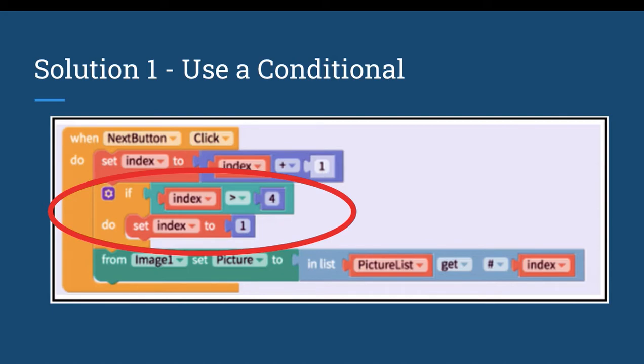So if we already knew in advance that our list was going to be equal to 4 items, then we could say if the index variable is greater than 4, then we want to reset it to 1. But knowing what we know, we want to make sure this code will be generic, in the sense that it can work however we switch up our list, for example. So we need to do something slightly different.